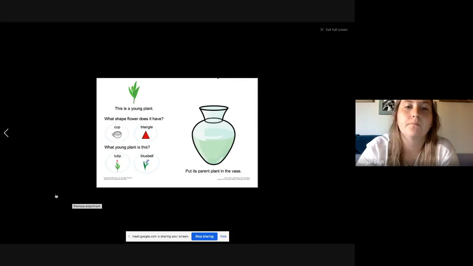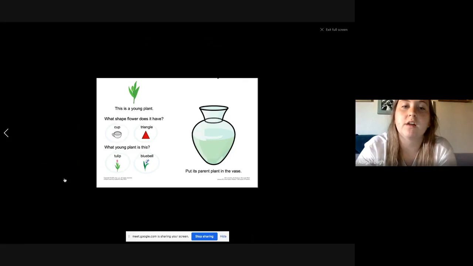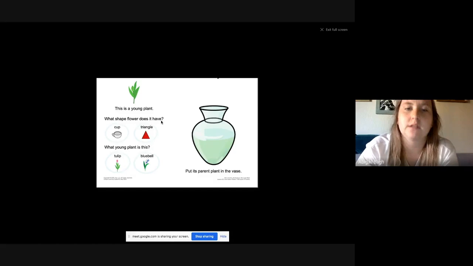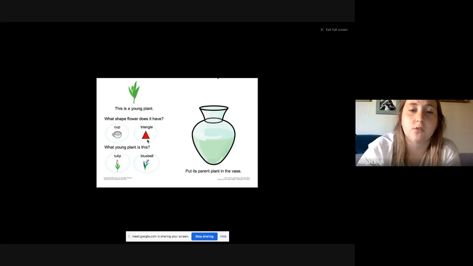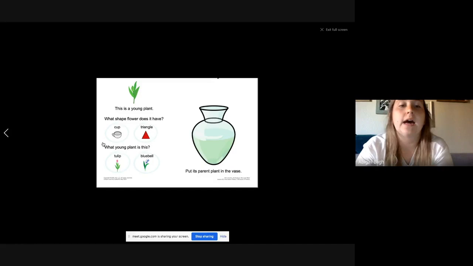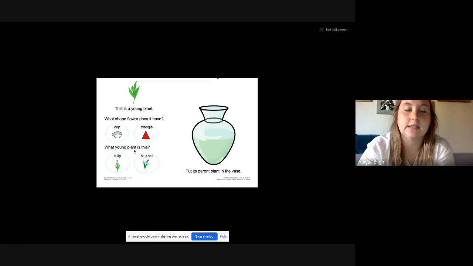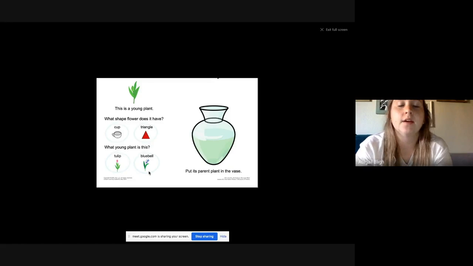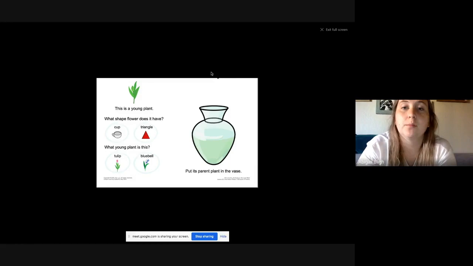All right, so I have all of my parent plants cut out, and on each page you have a description of the young plant. It says this is a young plant, and it gives a picture here. What shape flower does it have? It says a cup or a triangle, and you're going to choose. The second question says, what young plant is this? Is it a tulip or a bluebell? This is just one of the pages that you have. Then you're going to choose the correct parent plant that you just cut out, put it in the vase like you would a flower, and glue it on.